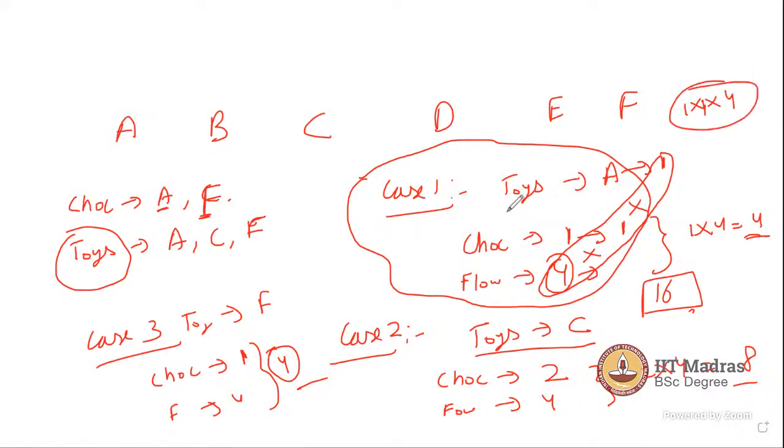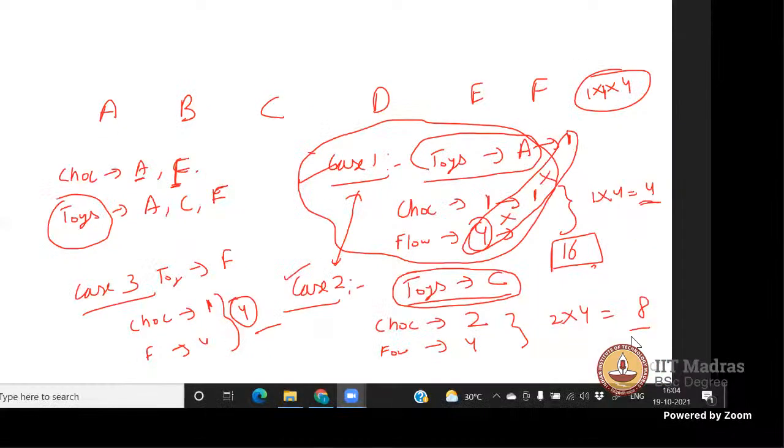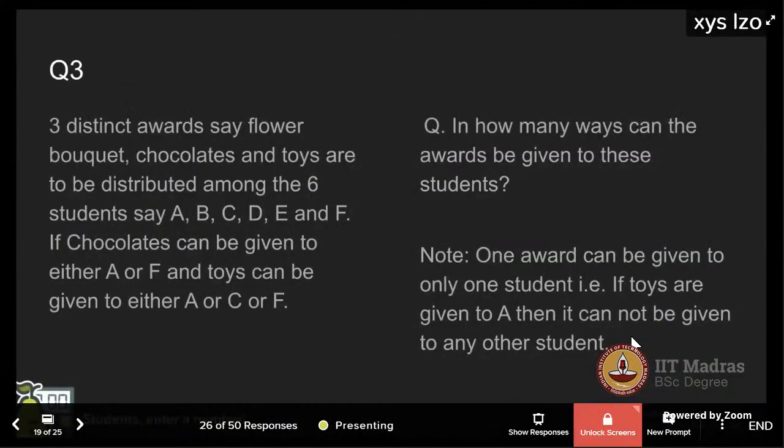But see, if toys are given to A, and then I'm saying toys are given to C, these 2 things cannot happen simultaneously, right? Either this will happen or this will happen. No, it is given A or C, no? The toys can be given to A or C. Yeah, but it's also mentioned that if toys are given to A, it cannot be given to any other student.